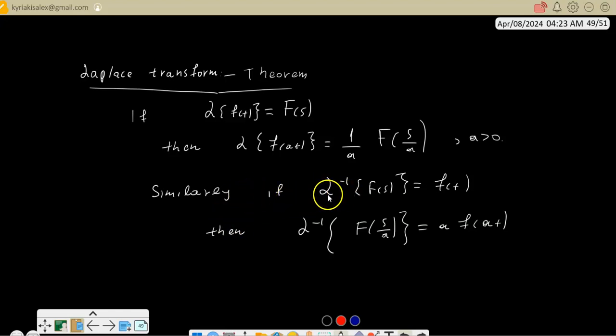Similarly, if you look at the inverse Laplace transform, then you have that the inverse Laplace of capital F of s divided by a equals a times the scaled function f of a times t. Let's write down the proof.